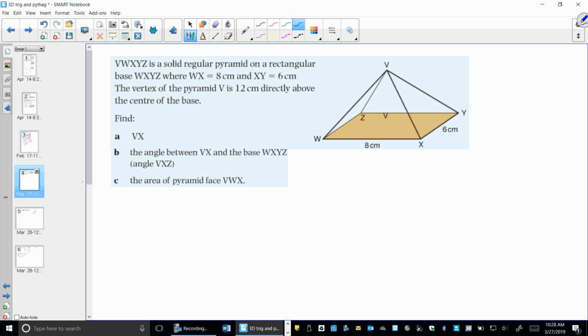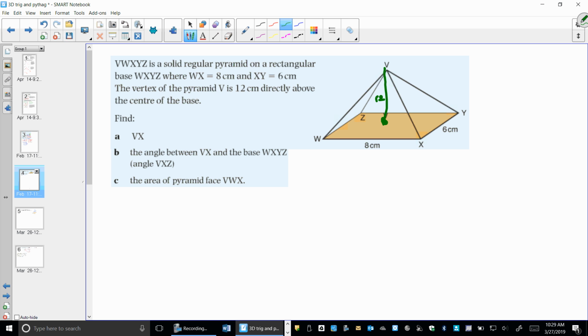Right, we've now got a pyramid, so no longer is a prism, because a pyramid is not a prism. Okay, it's a square-based pyramid, and I don't know why they've got this V here. Like, it's a bit stupid. So can we just ignore this V? So they've told us that from V to the center of this bad boy here is 12. Okay?